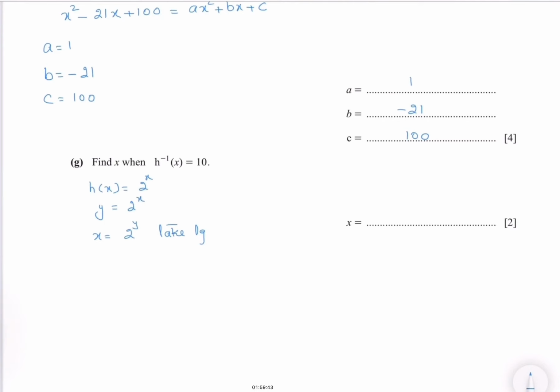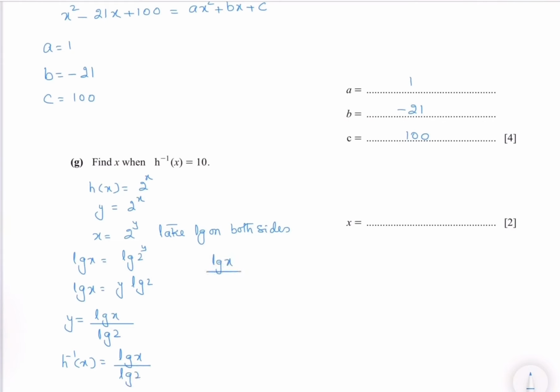So now take log on both sides. lg x is equal to lg 2 power y. lg x is equal to, y will come down, so it becomes y lg 2. So from here make y the subject: lg x over lg 2. So h inverse of x is equal to lg x over lg 2.